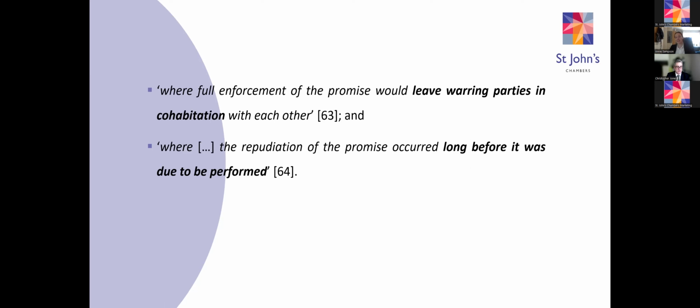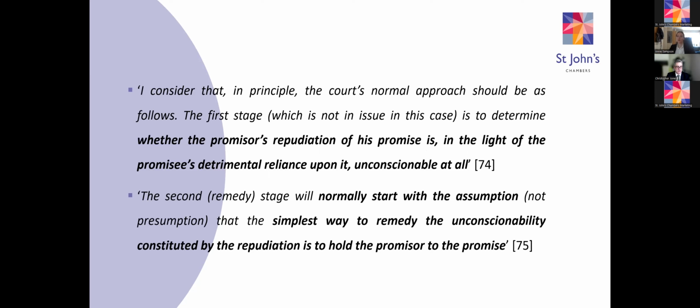And, as was again the case in Guest, the fact that the repudiation of the promise took place before it was due to be performed, which often brings with it not only the issue that the promisee has not necessarily fulfilled their side of the bargain entirely, but also the fact that the promisor might well still be in need of their property. With all of this in mind, Lord Briggs set out a two-stage approach to proprietary estoppel claims, although in reality, the second stage doesn't take you any further than the starting point for determining the remedy.